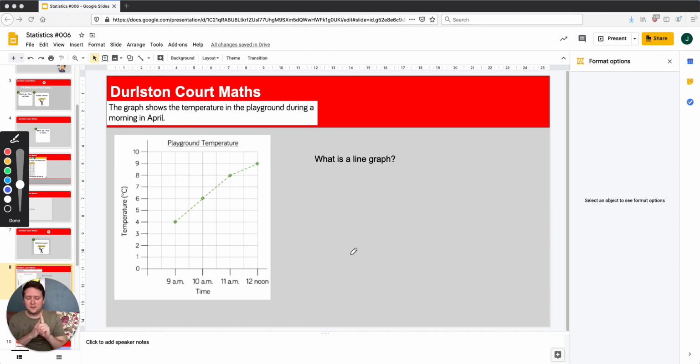The last thing I've just remembered is that once you've plotted your points on your line graph, you then need to get a ruler and you need to draw a straight line to attach them. Not a curved line, a straight line to attach those points.